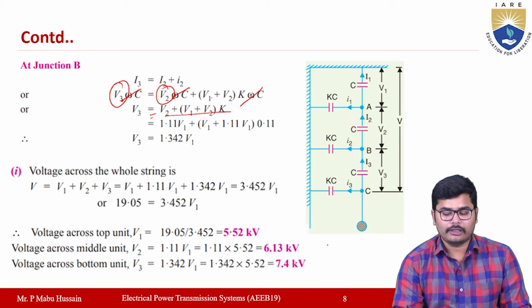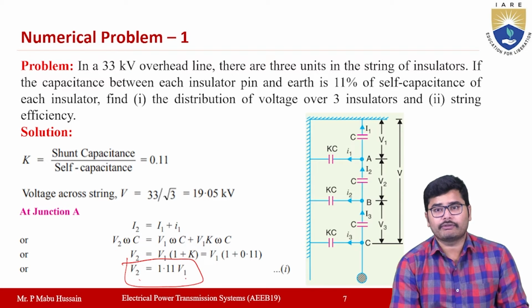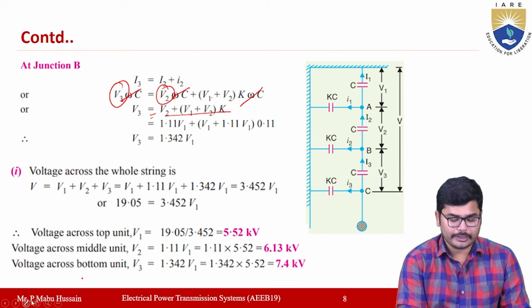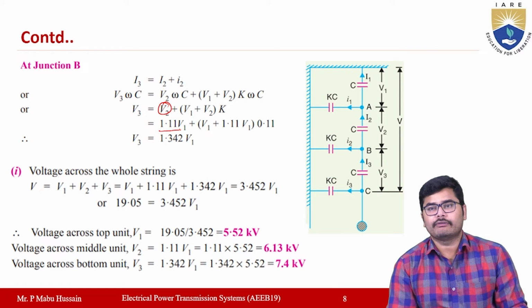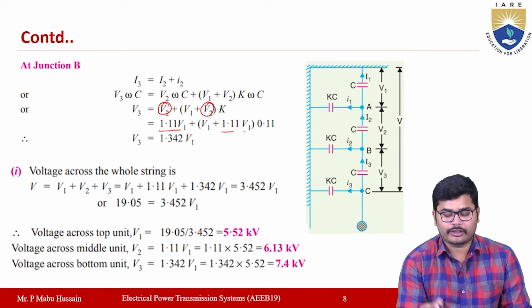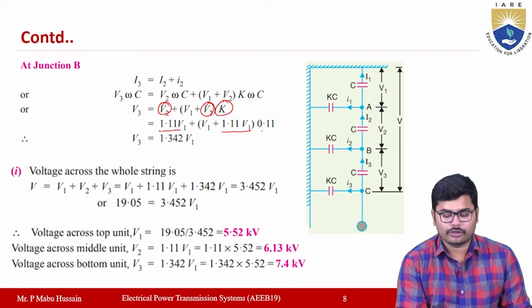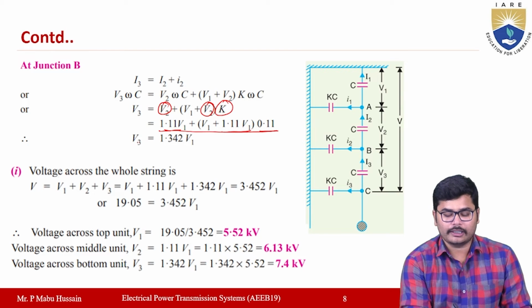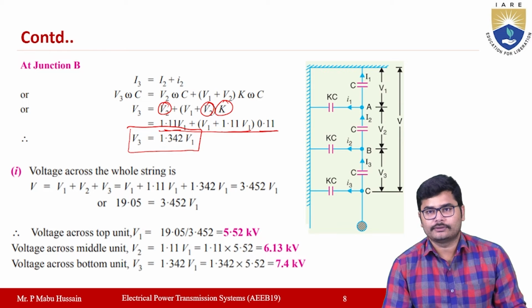Now the value of V2 in terms of V1 we already know. The value of V2 in terms of V1 from the previous slide is V2 equal to 1.11 V1. So in place of V2 you can substitute 1.11 V1, which we are going to do in this slide. The value of K here is 0.11, it is already given. Now if you solve this, you will finally get the value of V3 in terms of V1, which is equal to 1.342 V1.